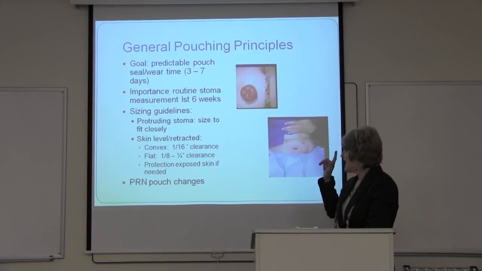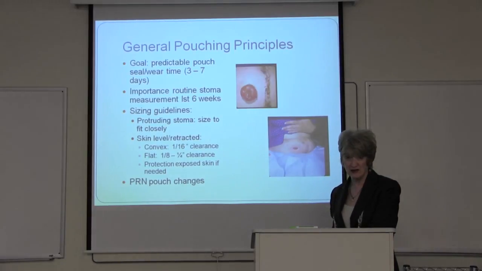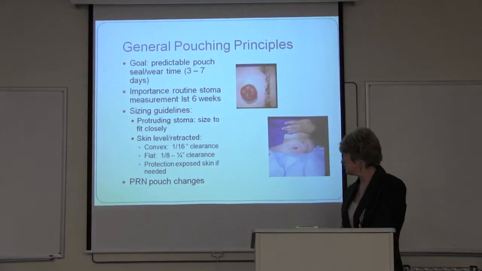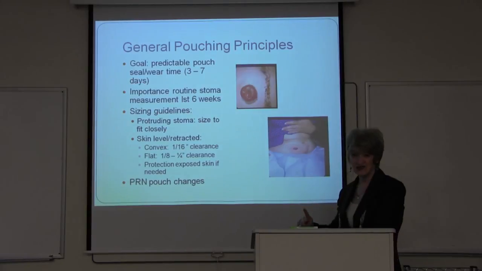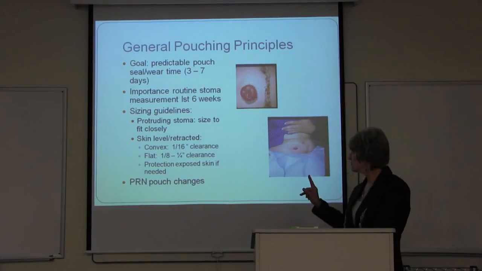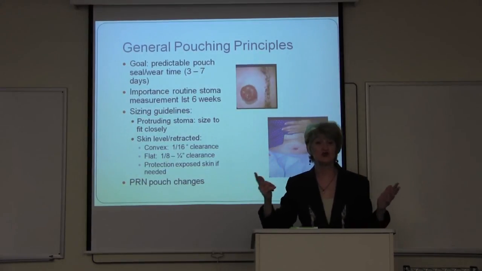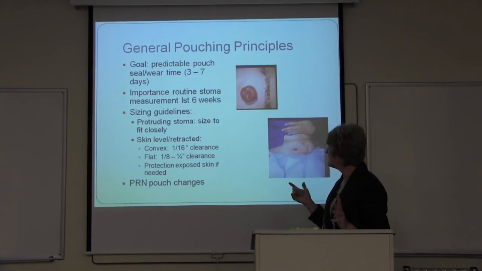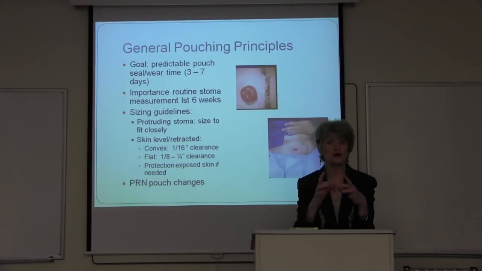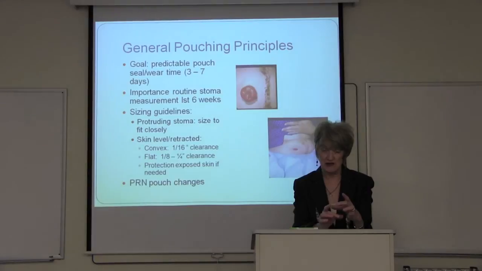Now, in teaching patients how to size the opening in their pouch and teaching your staff how to size the opening in the pouch, the most important considerations are whether or not the stoma protrudes or is skin level. If the stoma protrudes, if you have a stoma that looks like this, which is everyone's dream stoma, this is what you would like the stoma to look like. If it looks like that, then almost any pouch is going to adhere effectively, and your goal is to size the opening in the pouch to fit closely around the stoma.